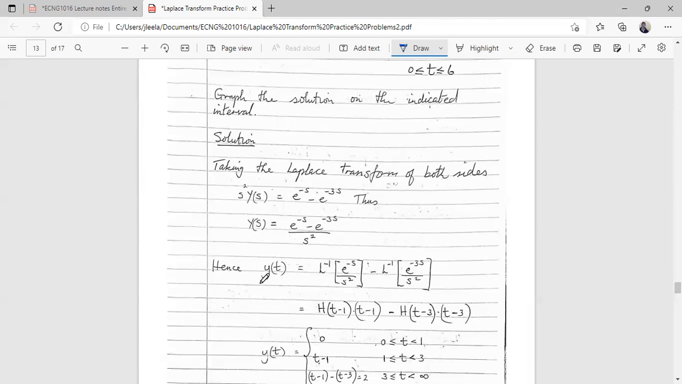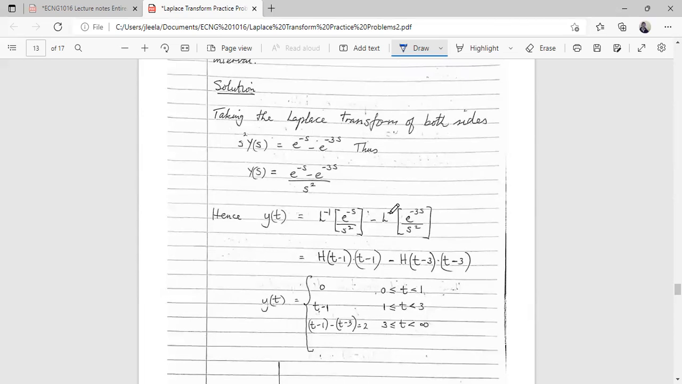To find y(t), rather to solve the initial value problem, you're taking the Laplace inverse of e to the minus s over s squared minus the Laplace inverse of e to the minus 3s over s squared. And this will be the Heaviside t minus 1, times t minus 1. And this one here will be the Heaviside t minus 3, times t minus 3. Now remember, the Heaviside function, your t naught here is 1 and your t naught is 3.